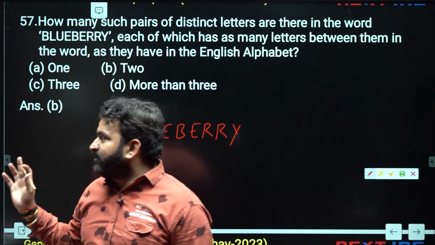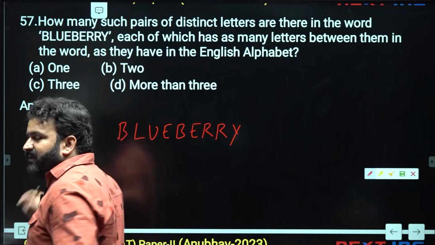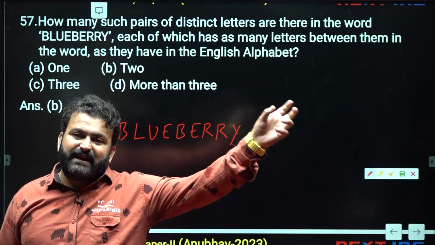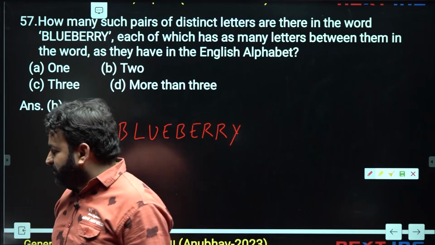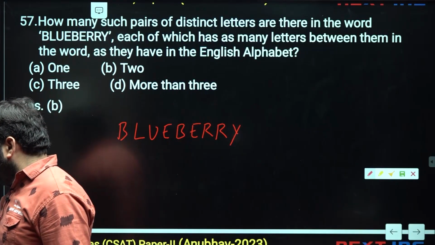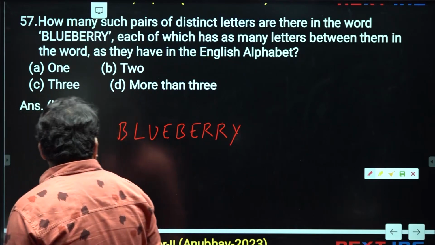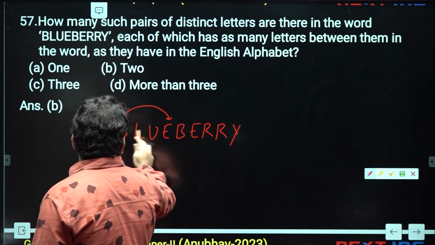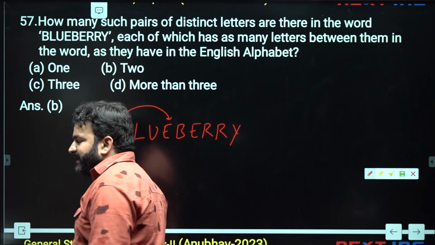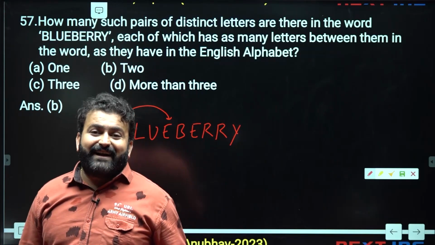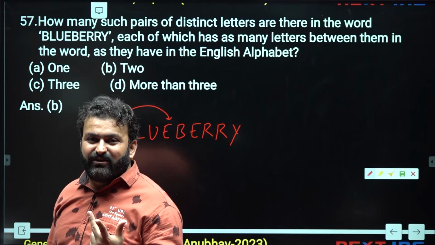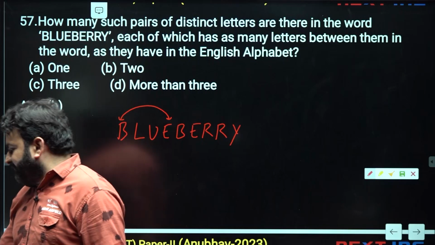In the same manner you have to see: B and L, is the difference between them exactly the same as that in the alphabetical series? No. So all of you check here. So one pair you get is B and E. So B and E, here you have two letters, L and U. In the actual alphabetical series also A B C D E, so between B and E you get 2, that is C and D.